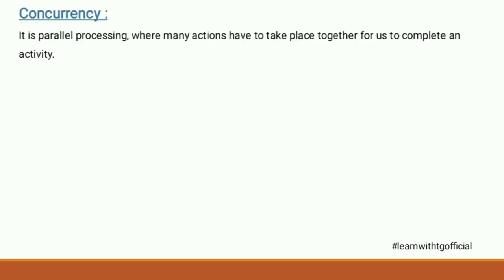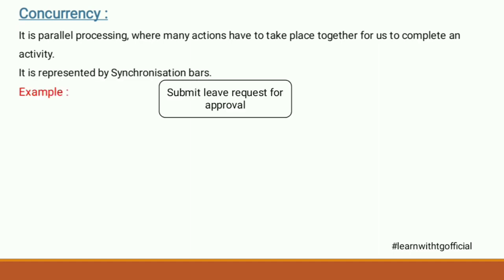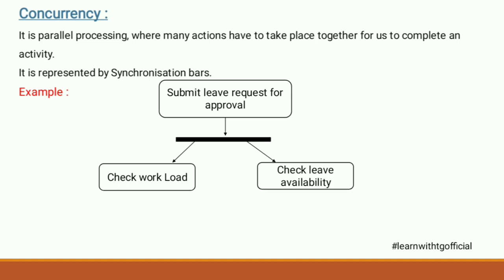Concurrency. It is parallel processing where many actions have to take place together for us to complete an activity. Concurrency is represented by synchronization bars. We'll take the same example of applying for leave. After submitting the application for leave, they may check workload and check leave availability of the particular person. As these two things are going on parallelly, we represent it by a horizontal synchronization bar. It is called forking, as it is dividing into two parts.